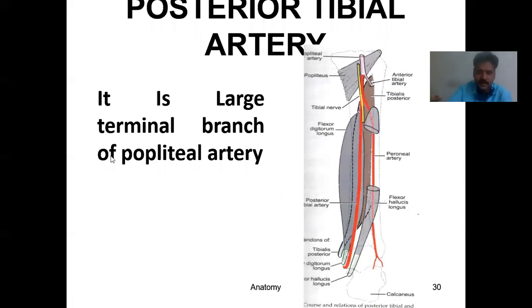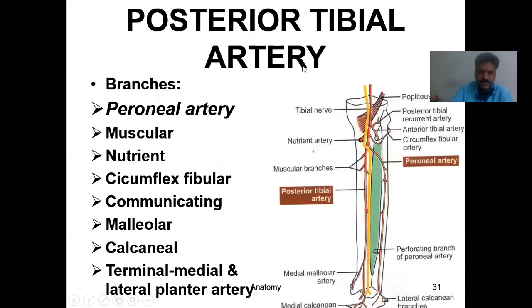The arterial supply to the back of the leg is mainly by the posterior tibial artery, which accompanies the tibial nerve. It supplies the posterior compartment muscles, mainly the deep muscles. These are the branches in the course of the posterior tibial artery. The lower part of the popliteal artery bifurcates into anterior tibial and posterior tibial. The posterior tibial lies in the posterior compartment of the leg, or back of leg, and gives these branches.